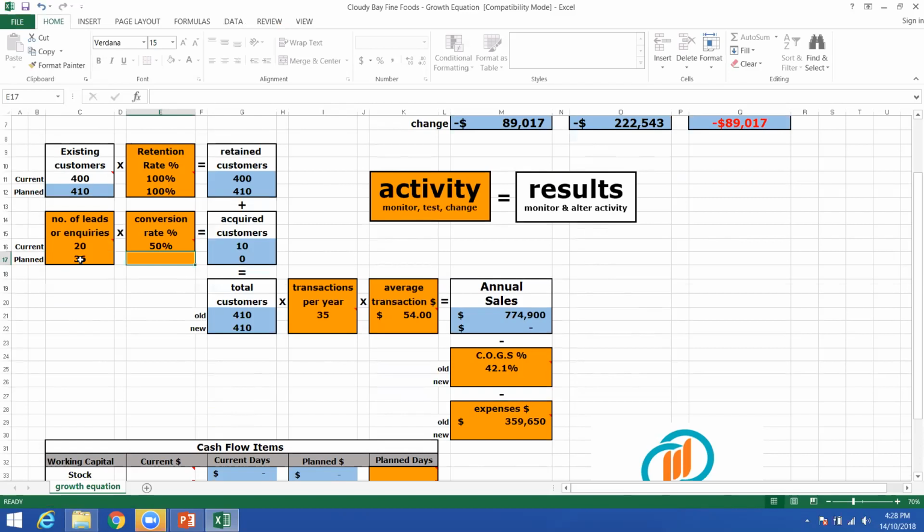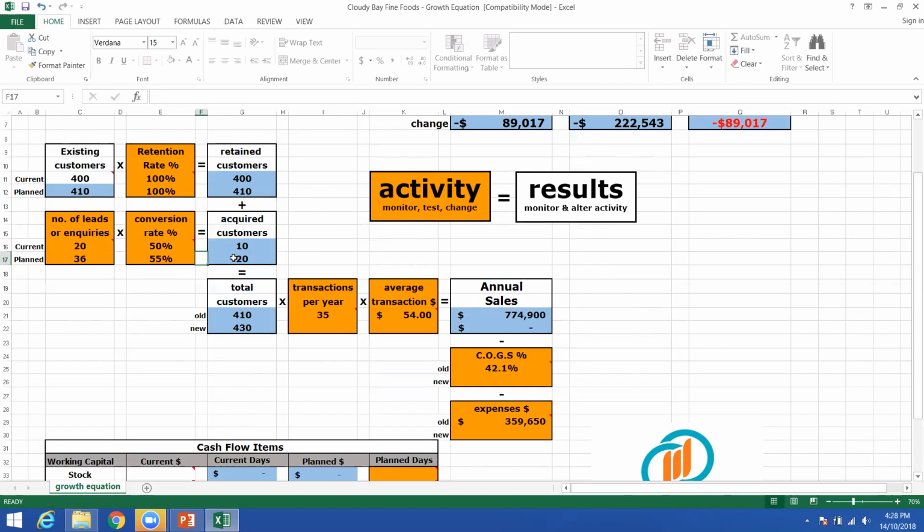And I'm going to suggest that she increases it to 55%. It's not a big increase. But you could see if she can get more leads in and she can convert more of those leads to customers, she will double the number of new customers she gets in a year from 10 to 20. So some small changes make a much bigger outcome.